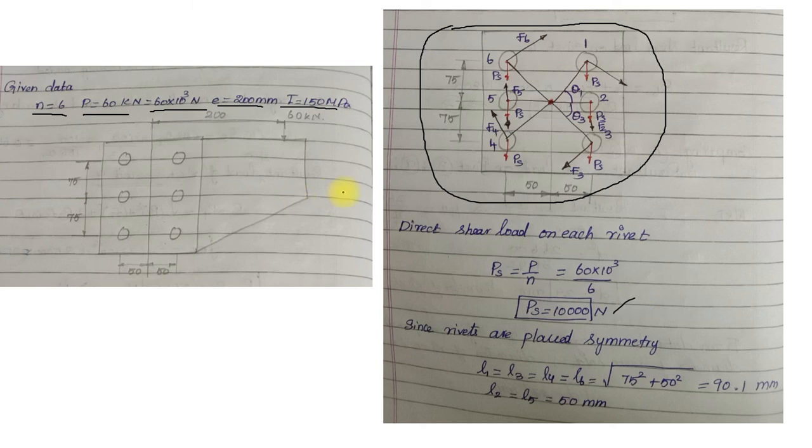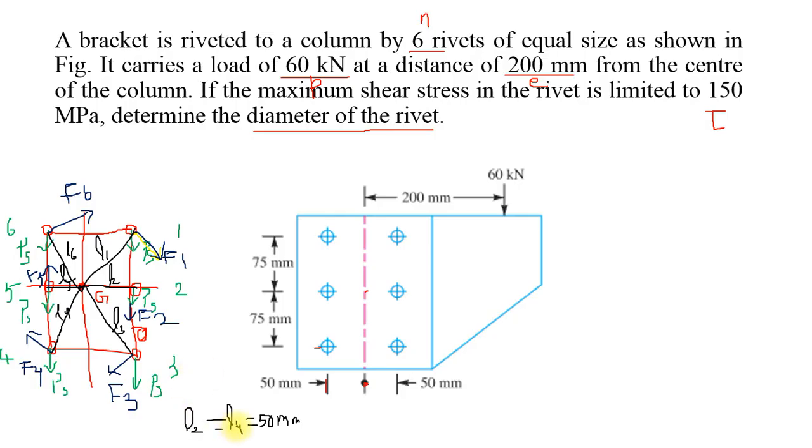So obviously now you know both are symmetric. The reason is, if I draw a center line here and a center line here, both the spaces available from the center line are similar. So I can write L1 is equal to L3 is equal to L4 is equal to L6, which is nothing but the square root of 75 square plus 100 square, 50 square. Sorry, it is not L4, it will be L5. L2 and L5 are equal.